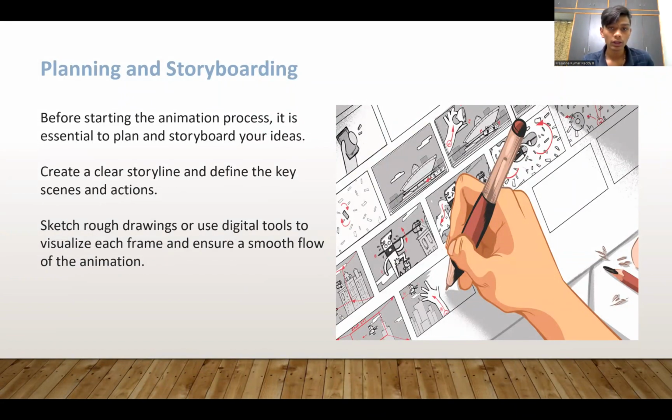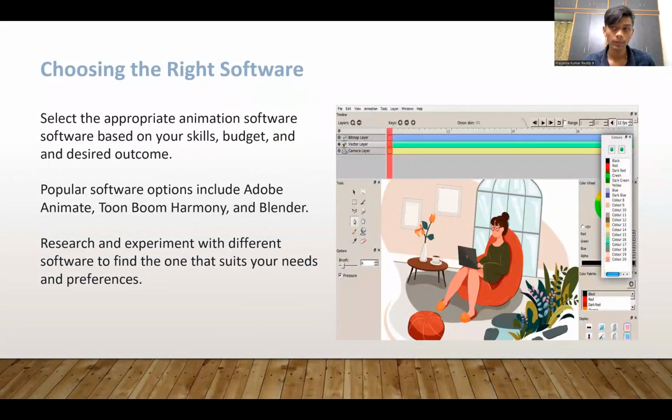Planning and storyboarding. Before starting the animation process, it is essential to plan your story, storyboard your ideas, create a storyline, and define the key scenes and actions. Sketch rough drawings or use digital tools to visualize each frame and ensure a smooth flow of animation. Storyboarding is like when we read mangas in anime. In anime, there are many mangas. So the drawing and sketching part comes under planning and storyboarding, or we can draw frame by frame, which we'll discuss later.